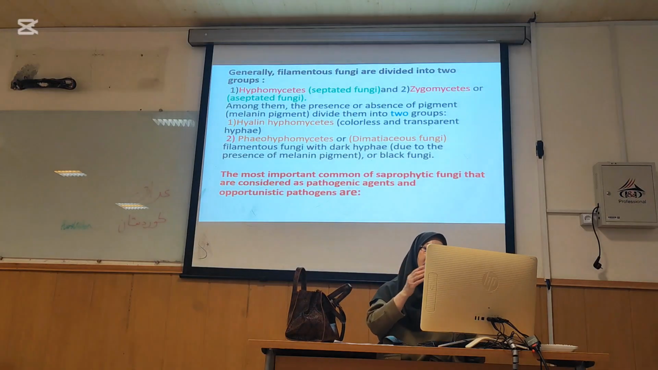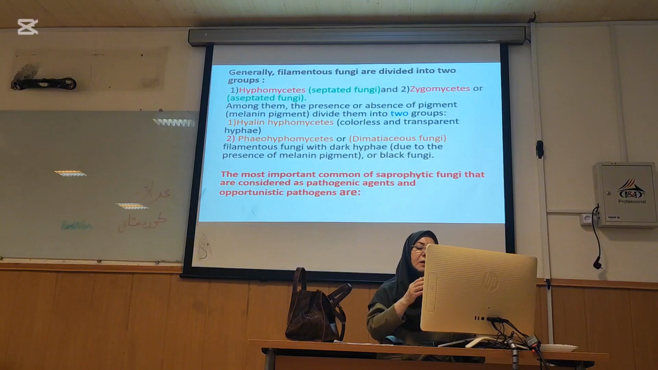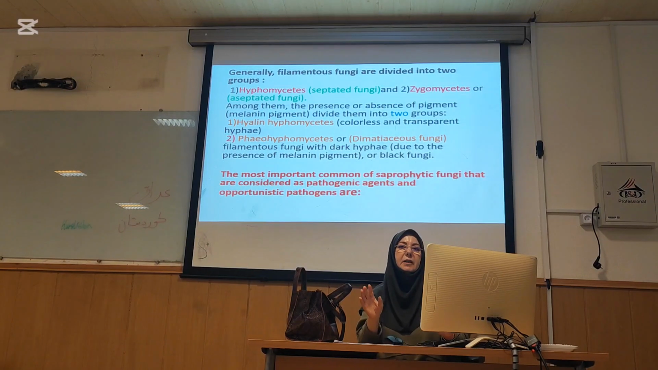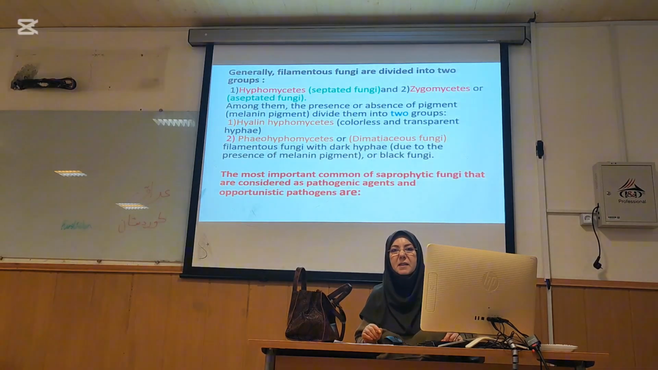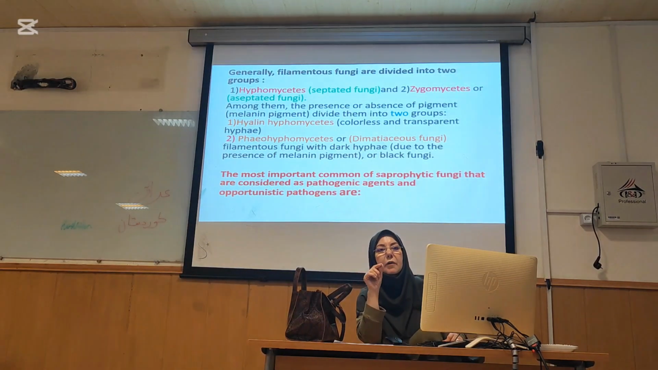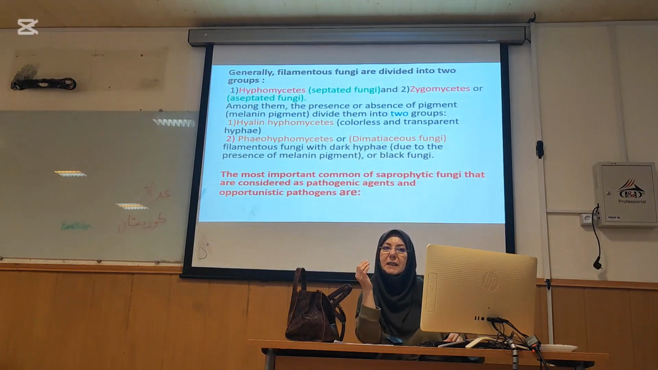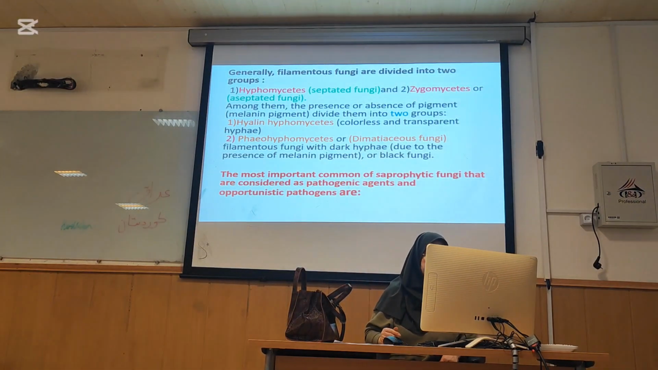And zygomycetes and hyaline hyphomycetes are without any melanin. Okay, phaeohyphomycete means dark hyphomycete, and phaeohyphomycete has another name, dematiaceous fungi. So, if I ask you in the exam, what is another name for phaeohyphomycete? Response: dematiaceous fungi. Dematiaceous fungi is dark fungi or phaeohyphomycete.